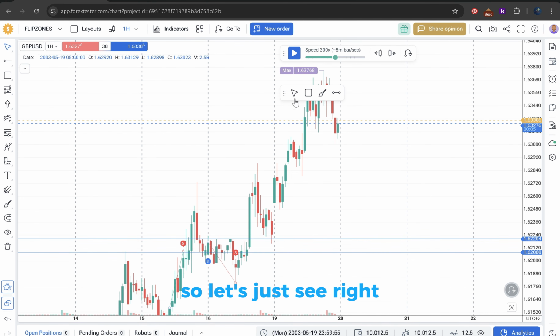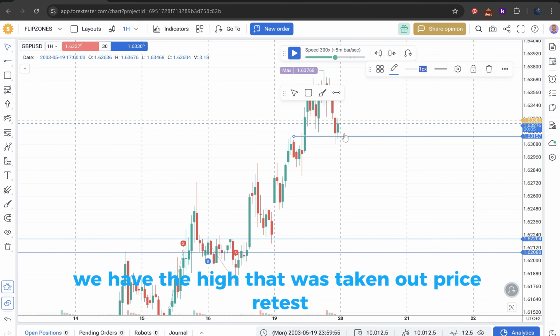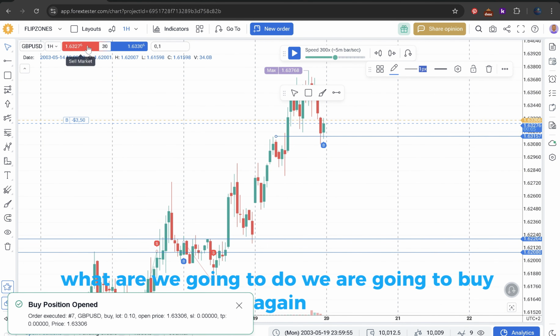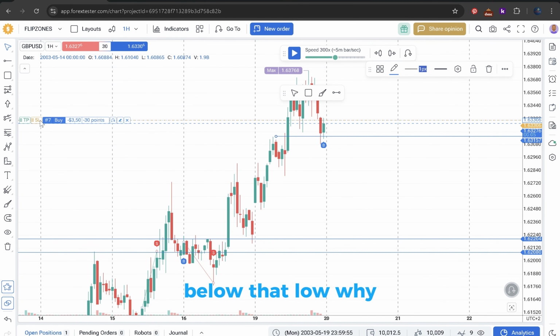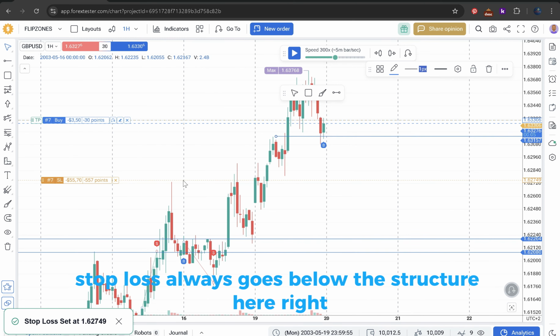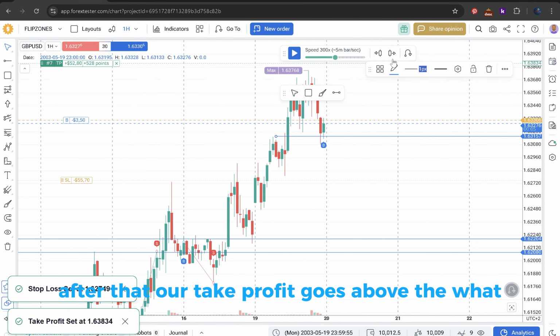This is a setup that we are going to be using. We have the high that was taken out, price retest. What are we going to do? We're going to buy again, and our stop loss is going to go below this low, as you can see, right below that low. Why? Because this is the structure. Stop loss always goes below the structure here, right? After that, our take profit goes above the high that we are targeting.